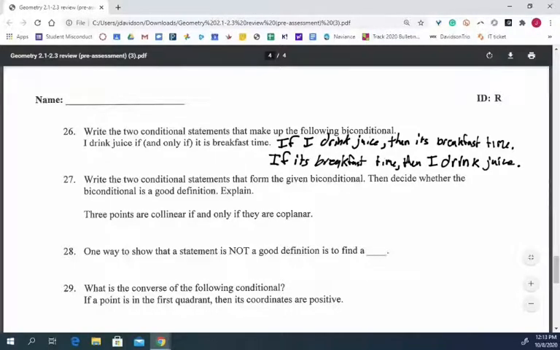Make sure you follow the directions closely. Like some people on number 26 will just put true or false. Write two conditional statements that make up the following biconditional.